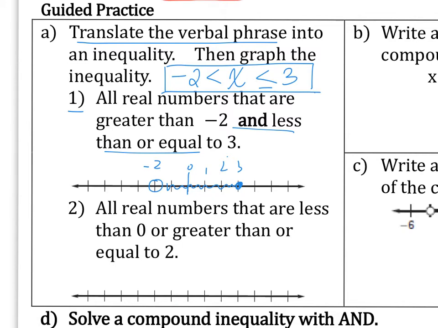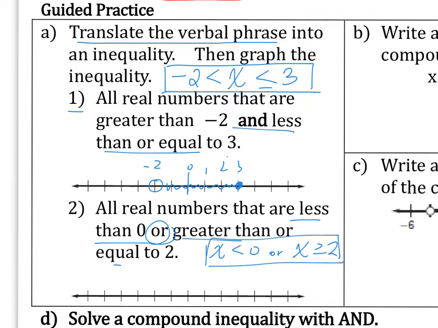And see, all real numbers that are less than 0 or greater than or equal to 2. So after translating this, I can graph this. x less than 0 will be everything to the left, without the 0. And x greater than or equal to 2 will be here, the 2 inclusive.